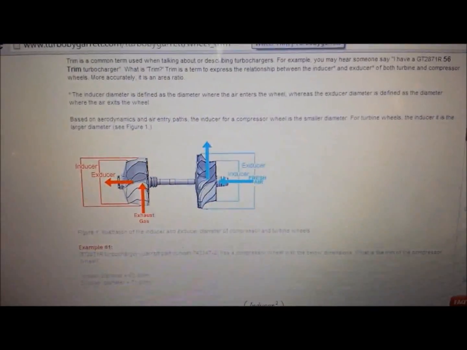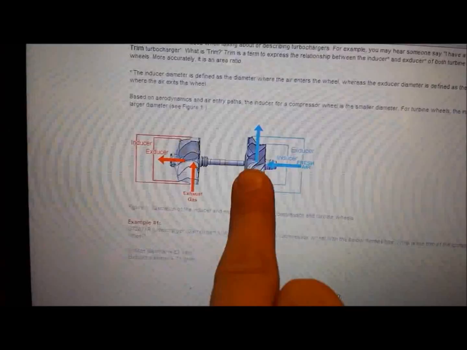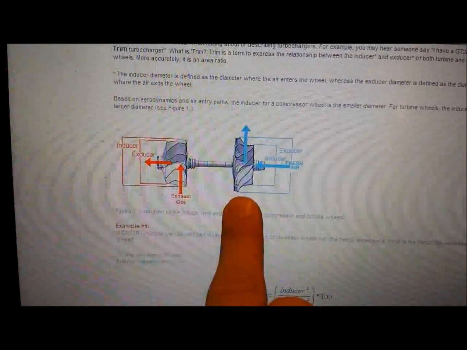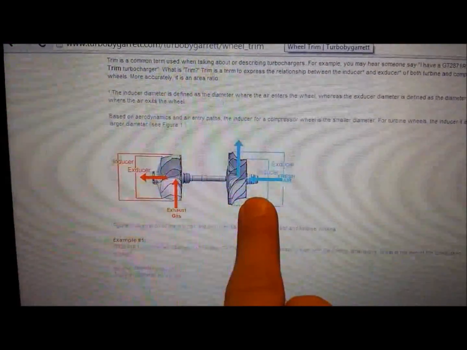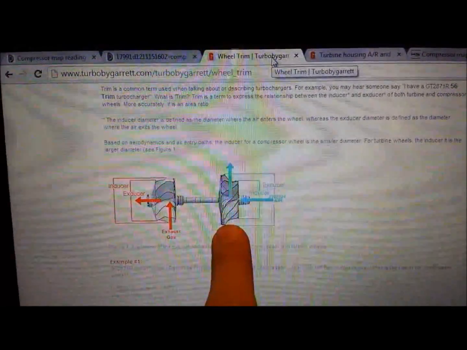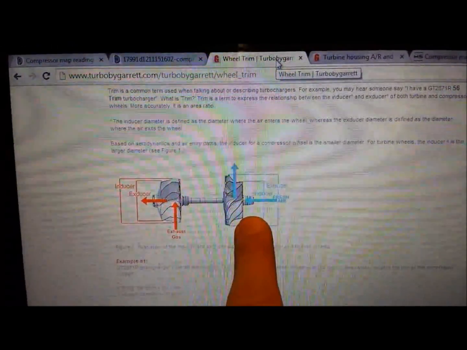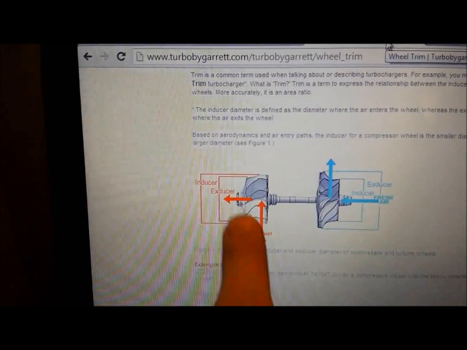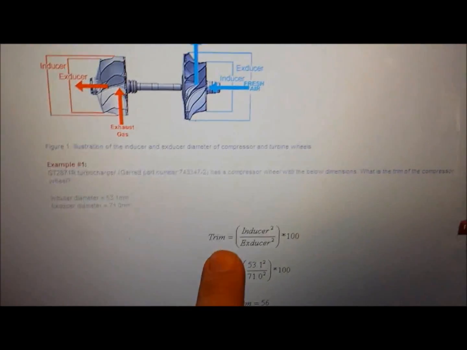turbobygarrett.com. You just go in there and Google it. The wheel is usually wider at the inner part and narrower at the outer part. On the compressor side, that would be called the exducer at the wider part, and inducer at the narrow part, and vice versa on the exhaust wheel. But basically, you do this formula, and then the formula gives you the trim. As you can see, this would be a 56 trim.